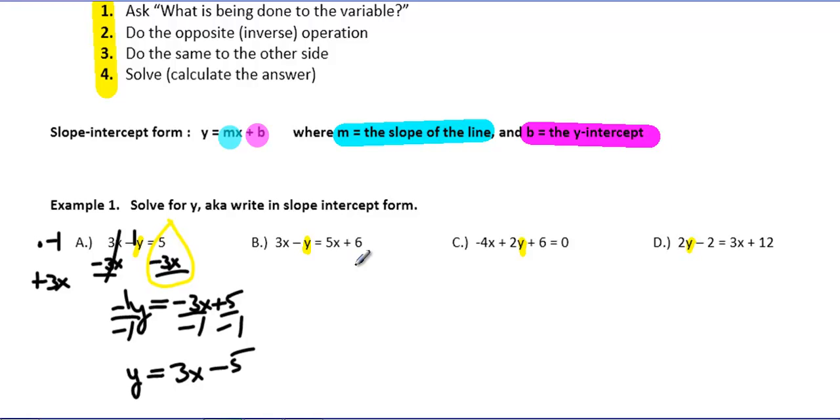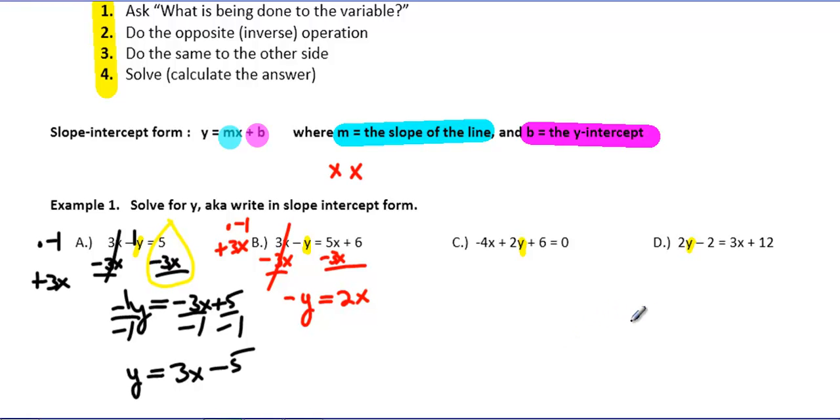Take a look at B. Again, I'm going to look and see what is being done to y. If you'll notice, problem A and problem B are very similar. On the left side, it's exactly the same thing. I am multiplying by negative 1, and I'm adding 3x. We're going to do exactly the same thing, but this time you're going to notice that I have like terms on the other side. So that's going to cancel. I get negative y equal to 2x because 5x minus 3x is 2x.